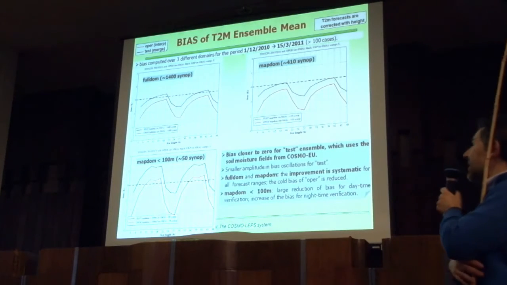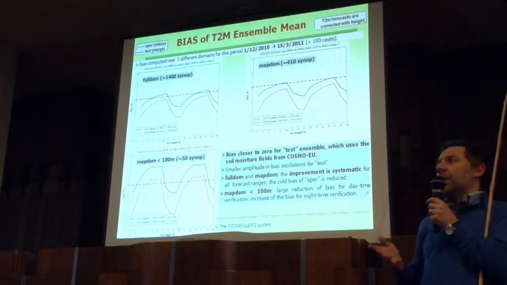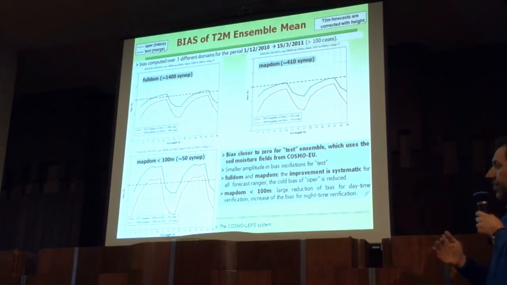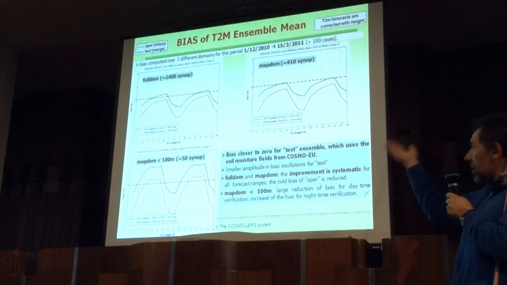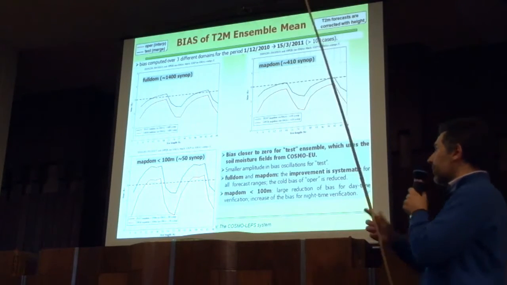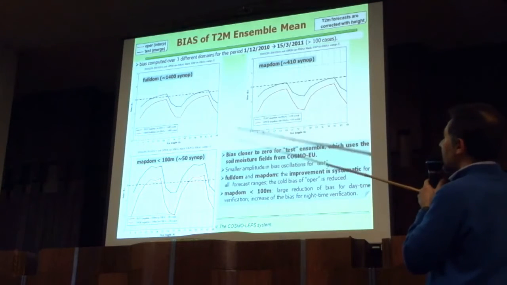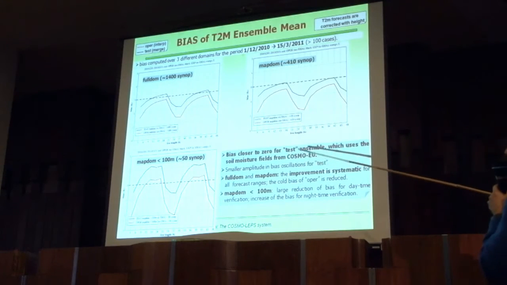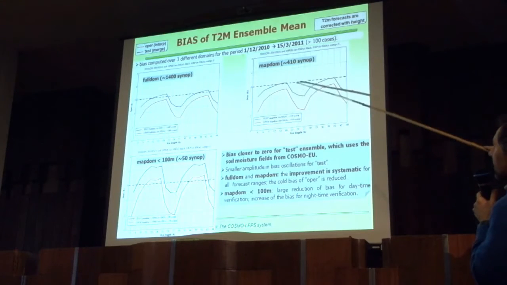In any case, the bias should be close to zero. Bias is a sign of the systematic error of the system. If it is above 0, the forecast is too warm. If it is below 0, the forecast is too cold. What we can see here is that the black line is generally closer to 0 for the test ensemble, and the amplitude of the diurnal cycle is also smaller.